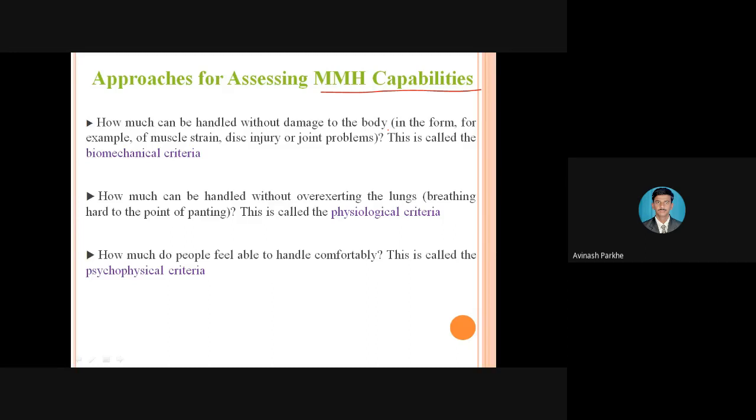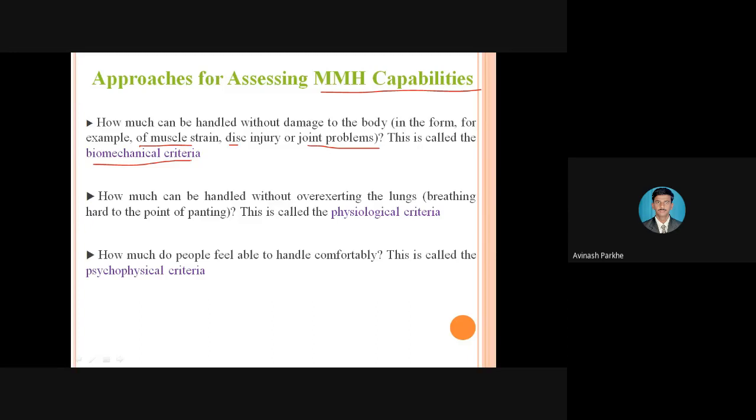But if the weight of the operator is 50 to 60 kg and the weight of that component is near about 80 to 90 kg, then that component cannot be handled by that operator. Therefore, how much can be handled without damage to the body, in the form of, for example, muscle strain, disc injuries, or joint problems. So this is called the biomechanical criteria.